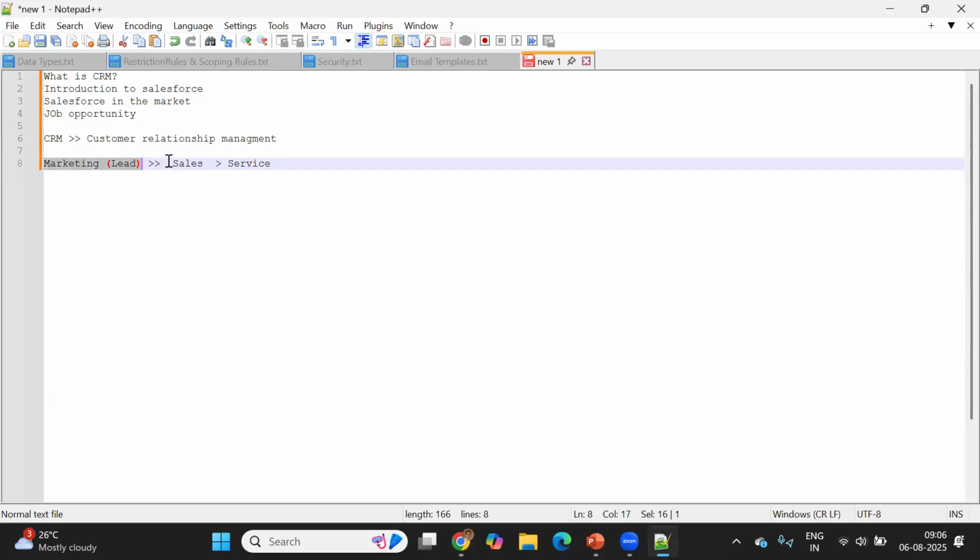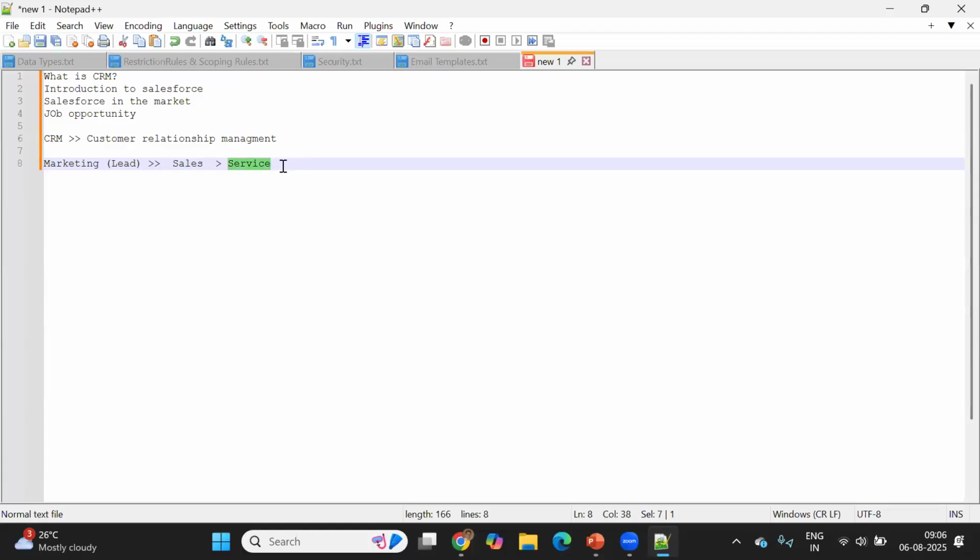Once the lead is generated, my sales team comes into the picture and they will explain the product details. Once the lead is satisfied with the specifications of the product information, then he will purchase my product. Then he will become my customer. That entire process will be taken care of by the sales agent using the sales module. Once the sale is done, now the service team comes into the picture.